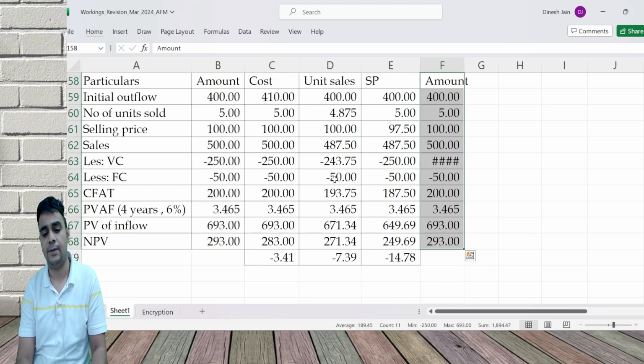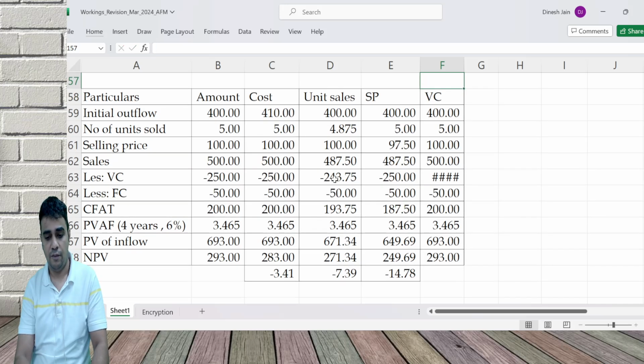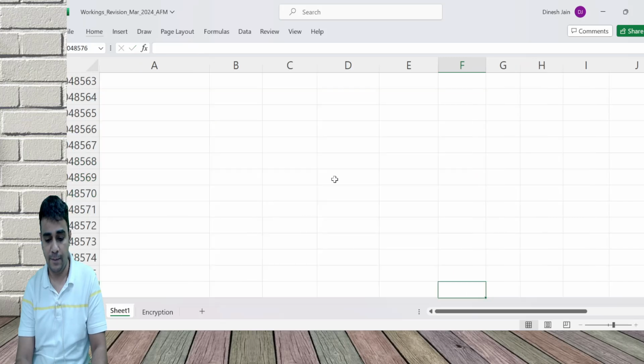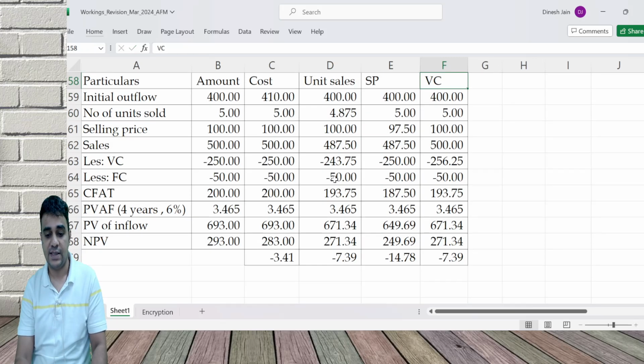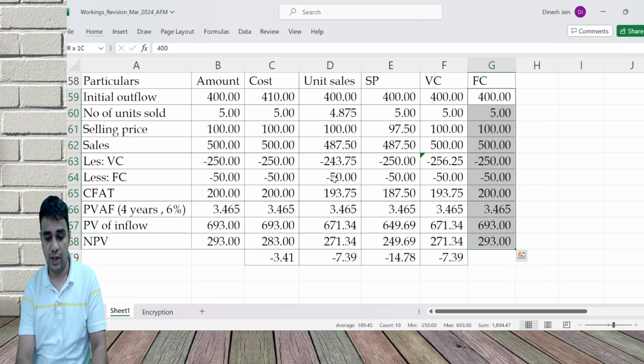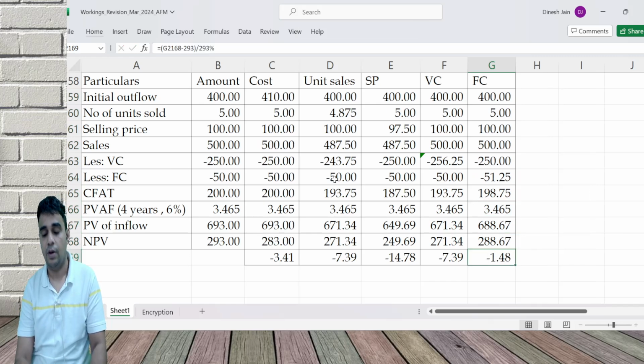What's the next factor? Variable cost. Original data I've taken. I increase variable cost from 50 rupees to 51.25. 7% is the change. What's the next one? Original 50 I leave it. Now I change it to 51, 1.48%. 1.48%.